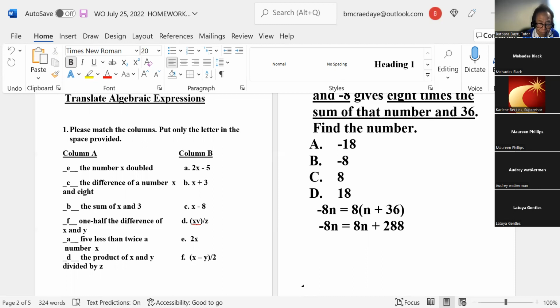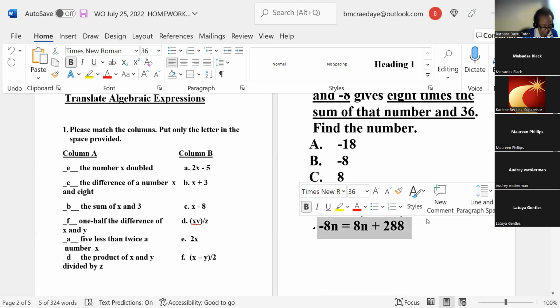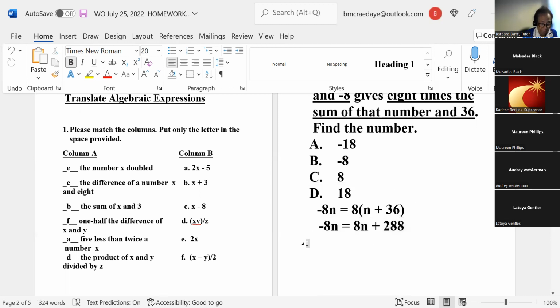I don't know. Okay, what's your next step, Audrey? Subtract the 8n from both sides. Well, you can subtract the 8n from both sides. You're right, Audrey. Subtract the 8n because that would then give you 0. Let's just do that. We'll subtract it on the right and on the left to keep our equation in balance. And then a minus 8n over here on the right side.